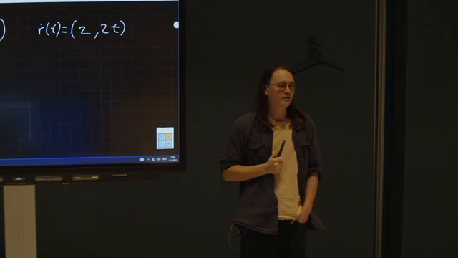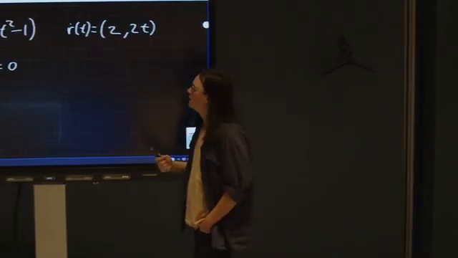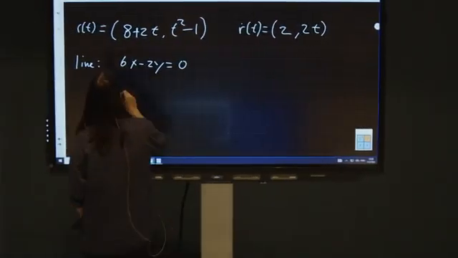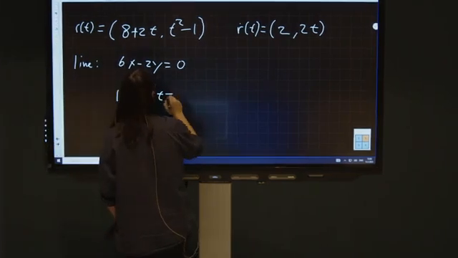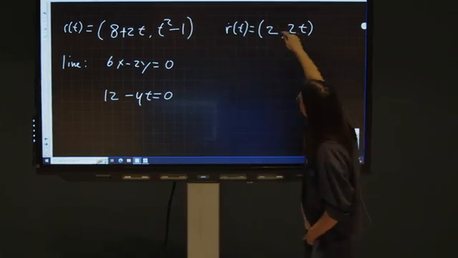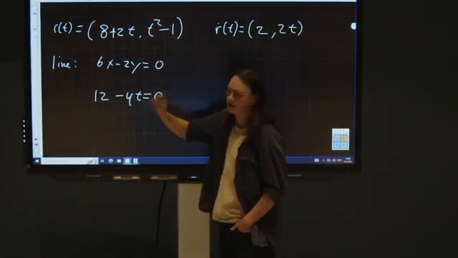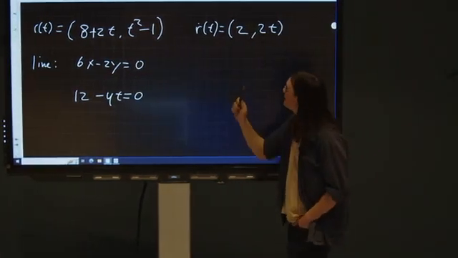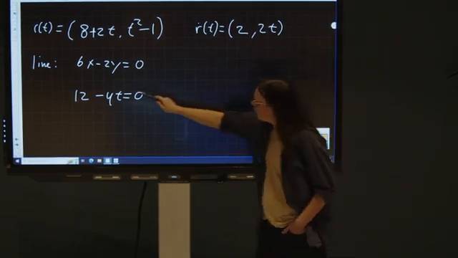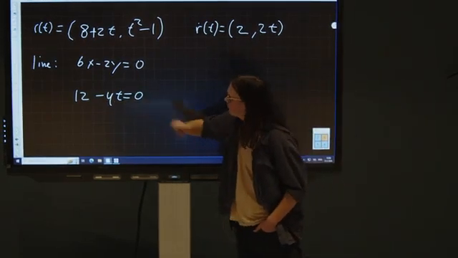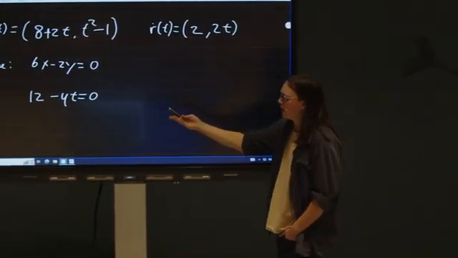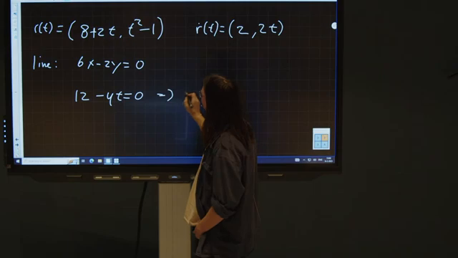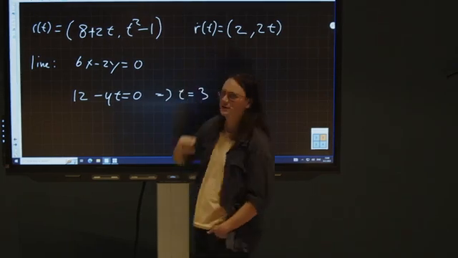So then I can actually mount an equation here which says that 12 minus 4t has to be 0, right? So I plug my x component here for x. 6 times 2 is 12. My y component for y, so minus 2 times 2t is minus 4t, equals 0. And now I've got a nice linear equation which tells me that this happens at time t equals 3.